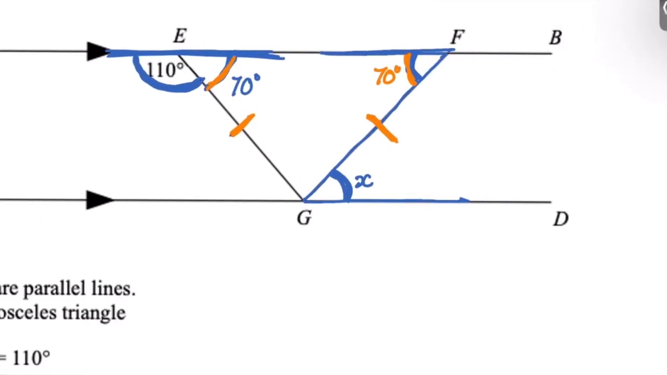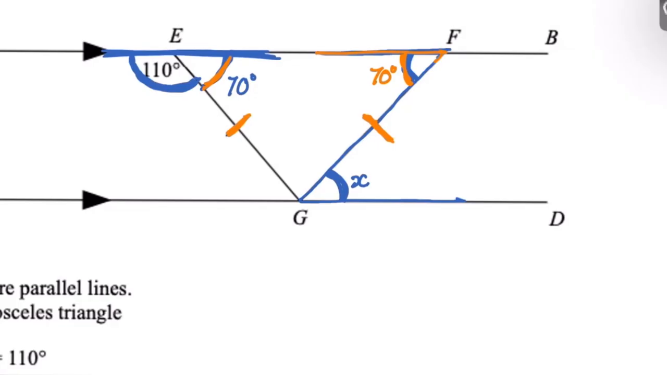Okay, now what did we do? We drew the shape out, this Z shape, and we know that the inside angles of a Z shape are equal. So if this is 70 degrees, this one is also going to be 70 degrees. That's what X is going to be.